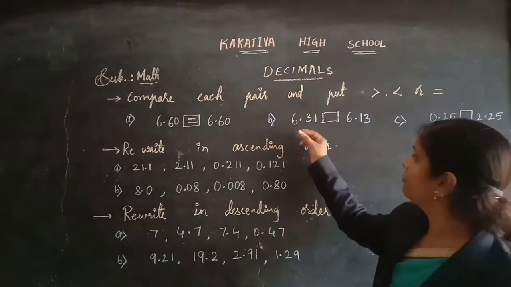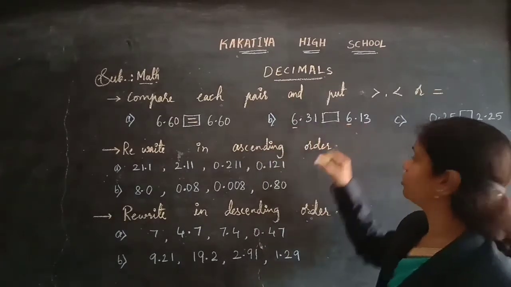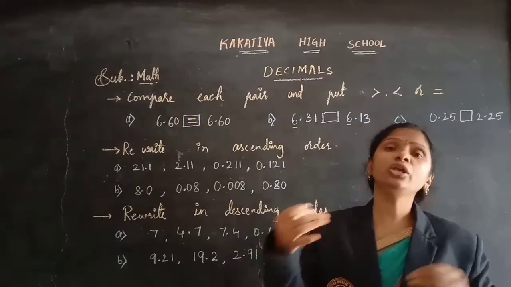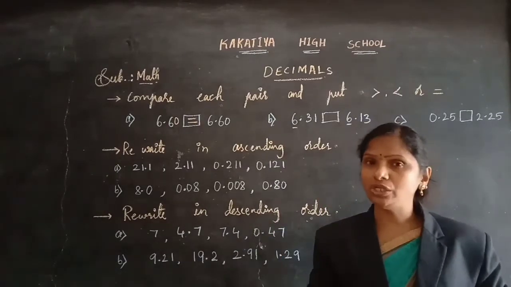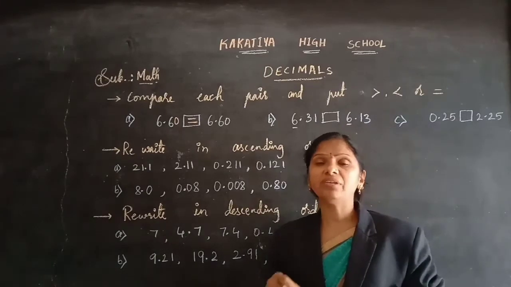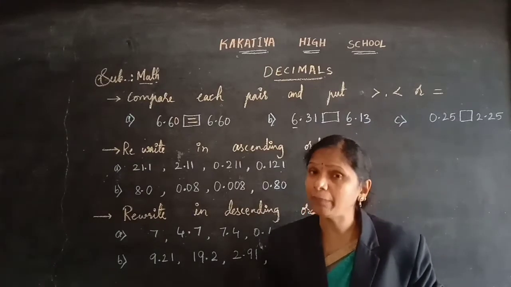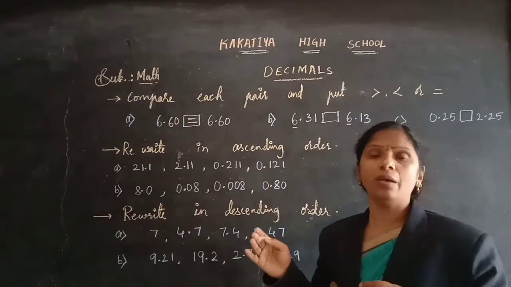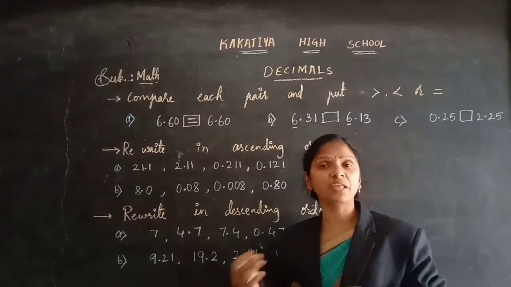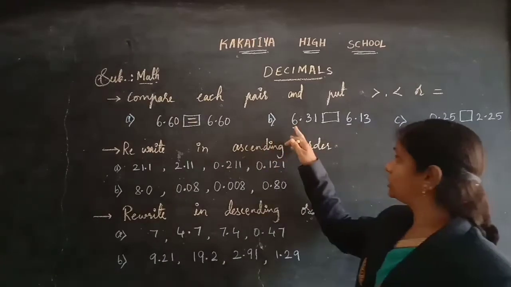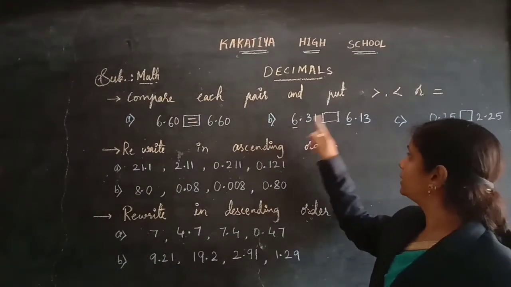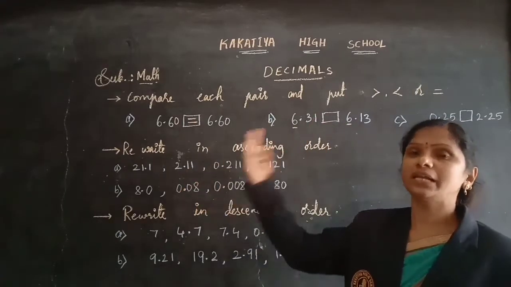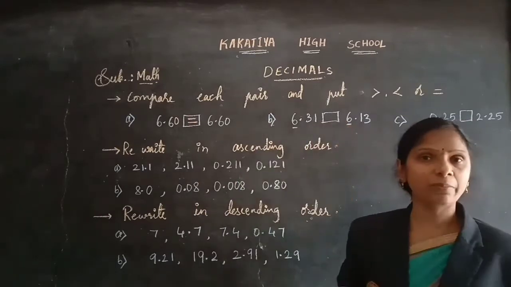On the left side of the point we have 6 and here also we have 6. If the integral part is the same, then you go to the decimal part. First you need to compare, children, the integral part. If the integral part is different, you can keep the symbol there, whichever is bigger and whichever is smaller. But if the integral part is the same, then you go to the decimal part. Here, for example, integral part means the left side digits, the left side number. We have 6 and 6, so the same number.